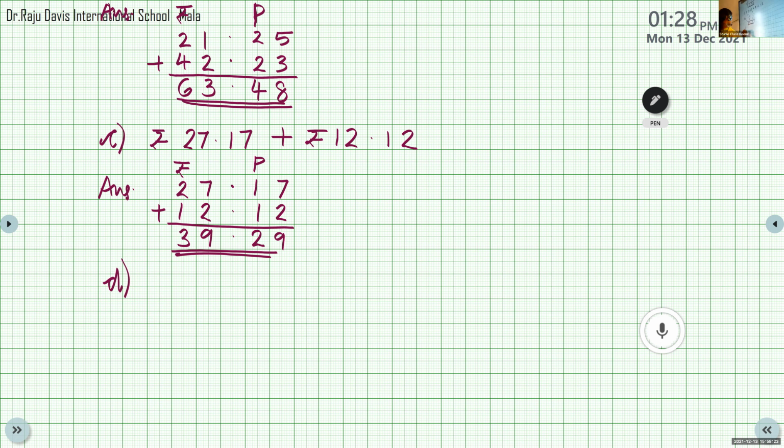35 rupees dot 88 paise plus 12 rupees 11 paise. Please add. 35 rupees 88 paise. 12 rupees 11 paise.